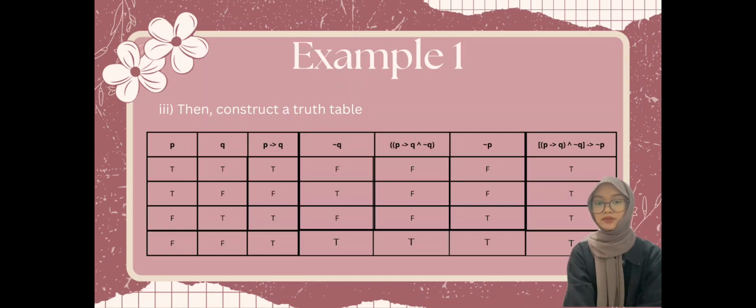Lastly, we will take the fifth column and conditional it with column 6. For the first row, which is false and false, we will get true. Next is false and false, which we will get the same answer, that is true. Then we have true and true, which we will get true. And for the last one is true, and the result is also true.